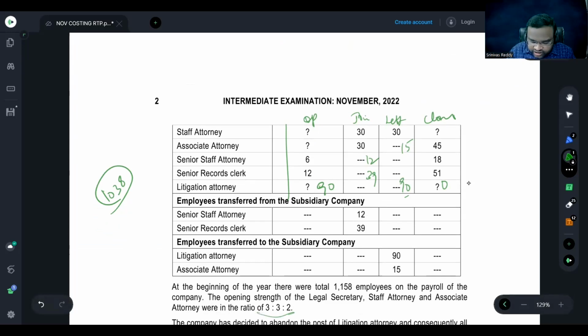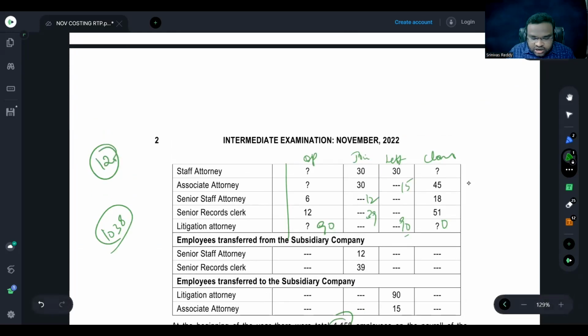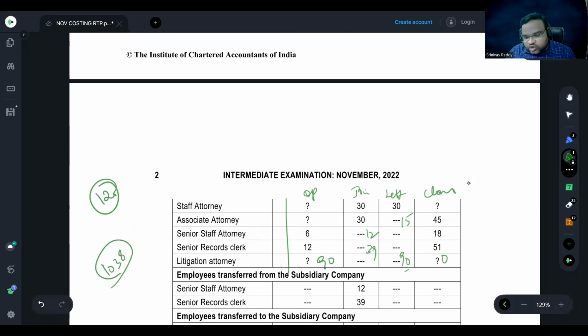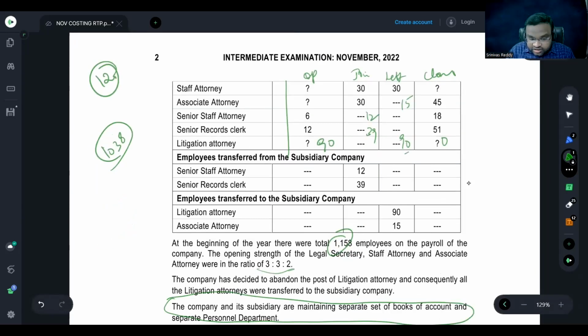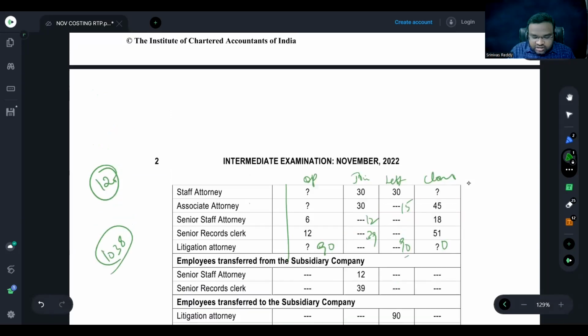Now, what is the remaining balance? Total 1158 minus 1038. How much is it? 120. Now 120 should belong to what? Legal secretary, staff attorney, and associate attorney. And this is in the ratio of what? See here, it should be the same: legal secretary, staff attorney, associate attorney.